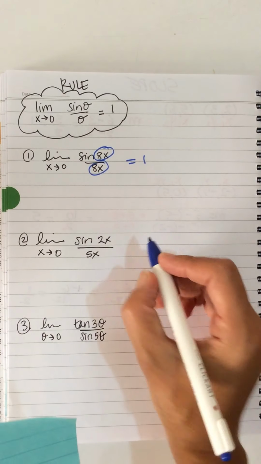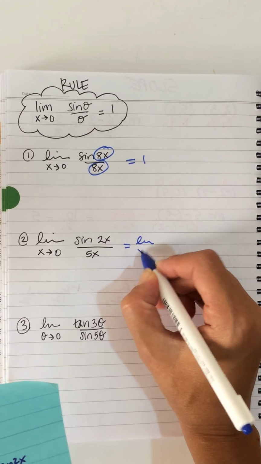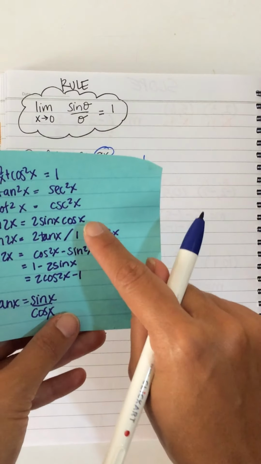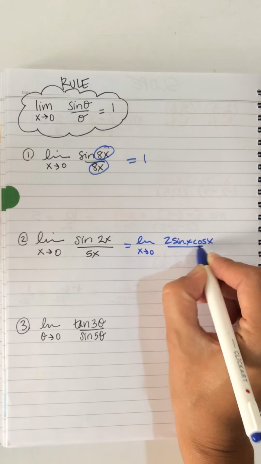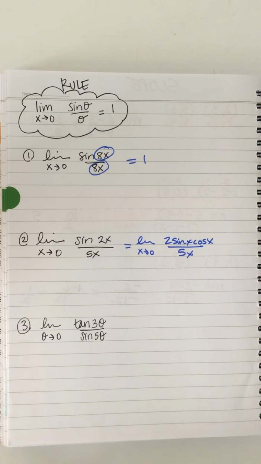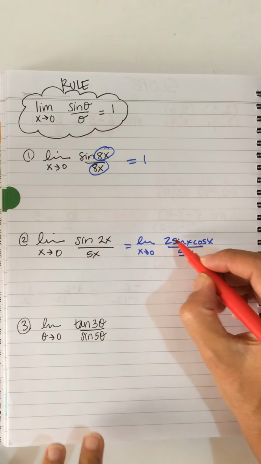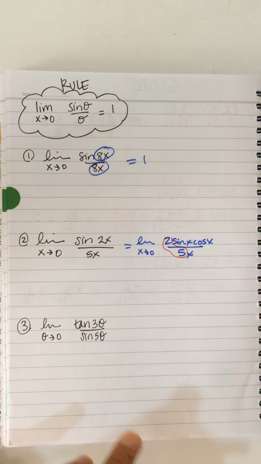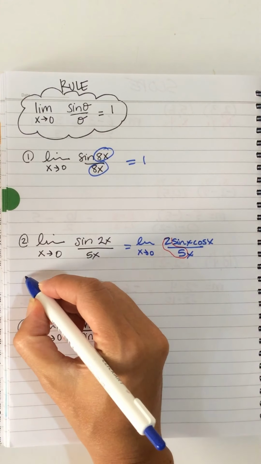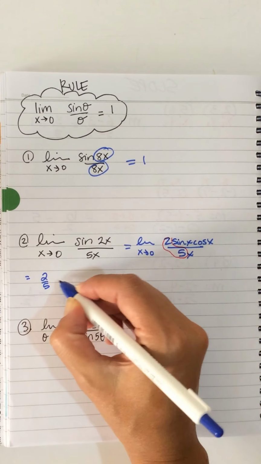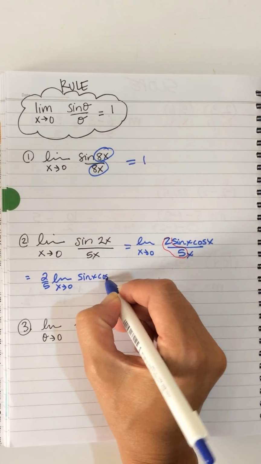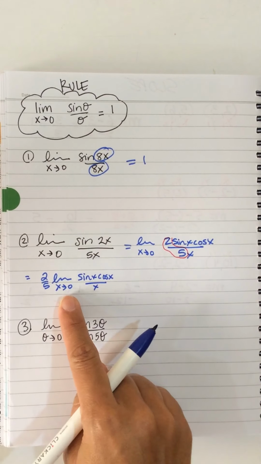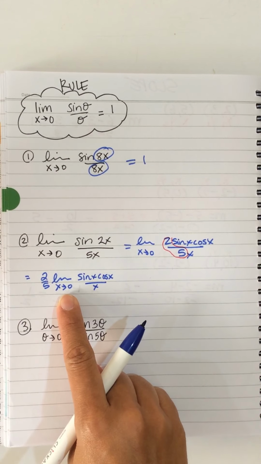I'm just going to rewrite sine 2x as the limit as x approaches 0, using this one right here, of 2 sine x cosine x over 5x. Now I can take the 2/5 out, because that's just a constant. I can just separate it. It's the same as saying 2/5 times all that. So let's rewrite it as 2/5 times the limit as x approaches 0 of sine x cosine x over x. Remember, that was one of our limit properties, that you can pull the constant out.